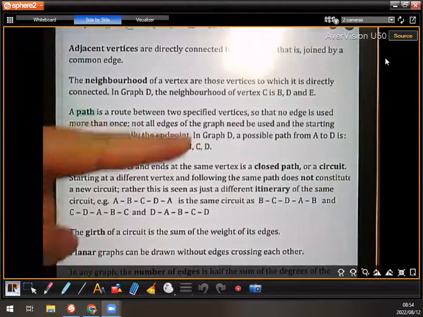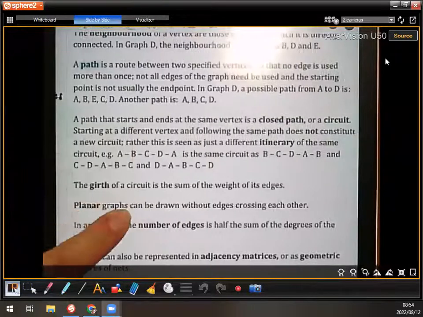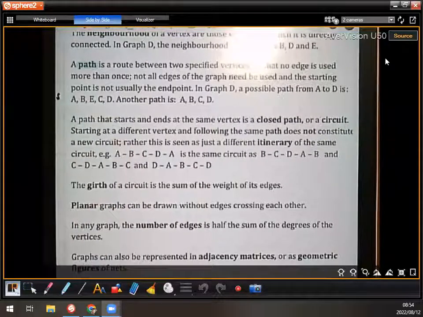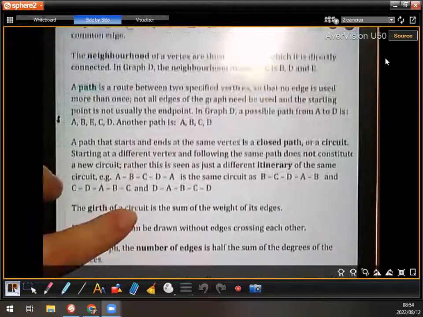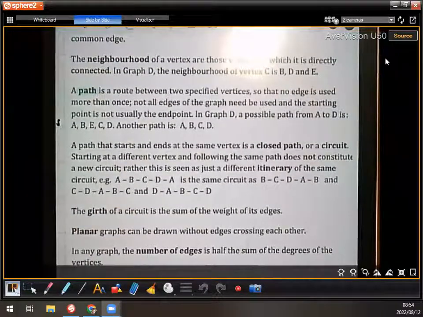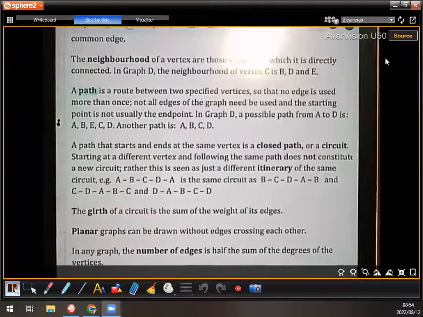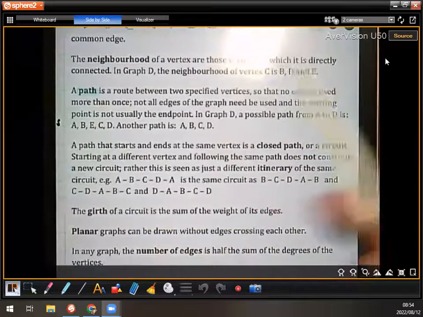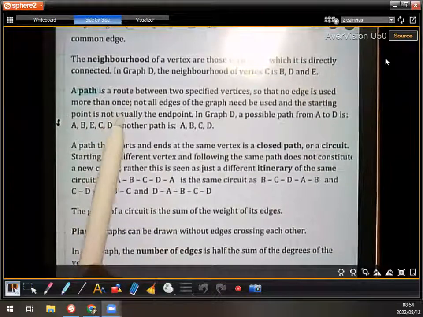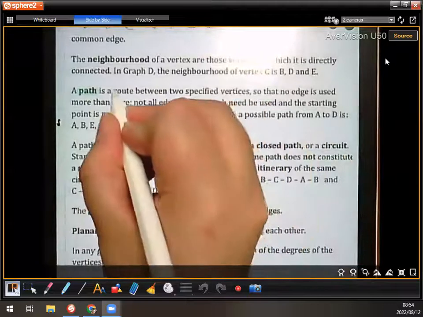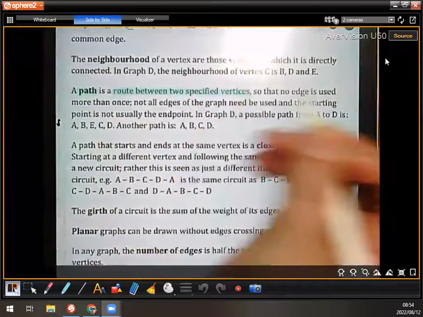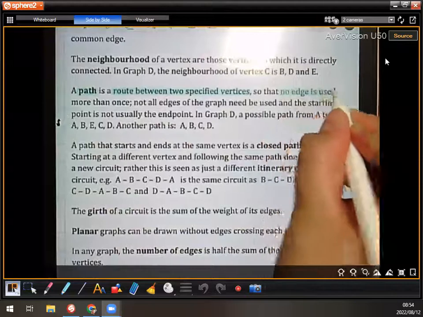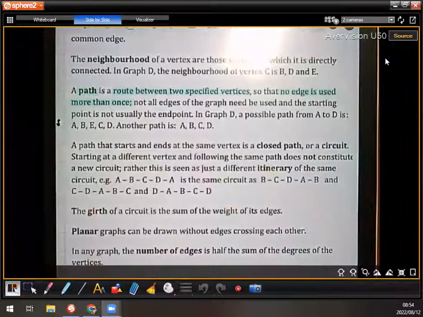Sorry, we have to define a path before we can define a circuit, and I used the word circuit in the previous definition. So, sorry about that. A path is a route between two specified vertices, from one vertex to another one. But this is important, guys, so that no edge is used more than once. So it's a route between two specified vertices so that no edge is used more than once.